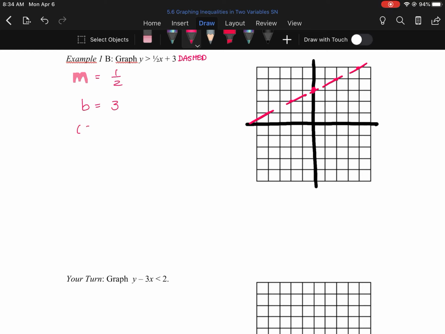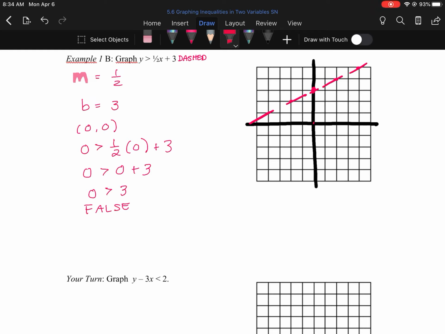All right, now we have to pick a side. So it does not go through 0, 0, so that's great. So I'm going to use the test point 0, 0, substitute it into my original problem. So I get 0 is bigger than 0 plus 3. See why I like to pick 0, 0? It makes all the multiplication and addition easy. So now, is 0 bigger than 3? 0 is not bigger than 3.